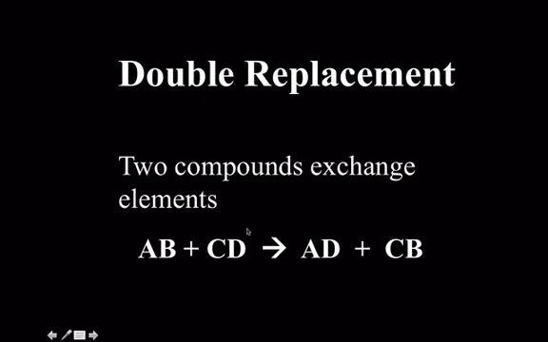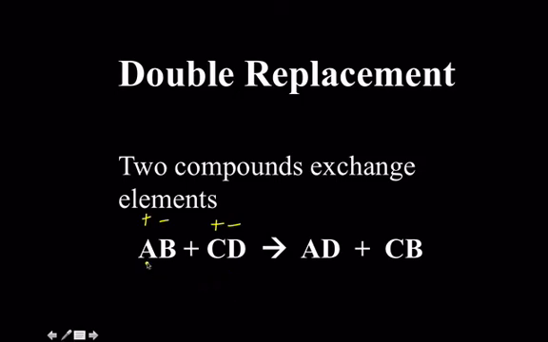A double replacement reaction is a lot like a single one, except you have 2 compounds instead of a compound and an element. So our example here, we have AB and CD. Well, if you remember with ionic compounds, the positive part always comes first and the negative comes second. So the C must be positive and D must be negative. A and C cannot go together, ever, because they're both a positive charge. B and D can't go together because they're both a negative charge.